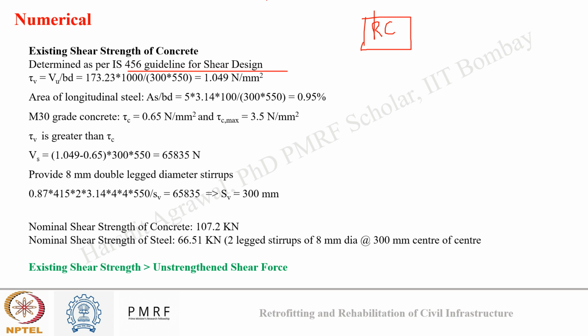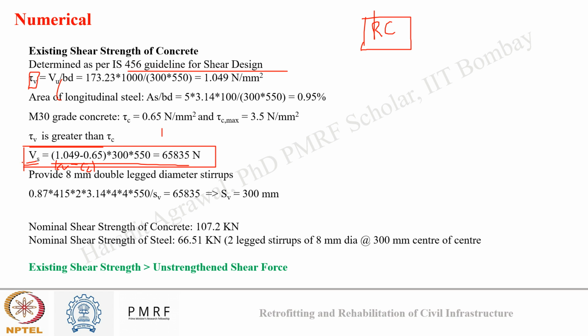Okay, since my shear force that I want to resist from reinforced concrete is more than tau c, I need to provide some additional shear reinforcement. And the stress taken by those shear reinforcement is denoted by Vs, and it is calculated by this equation, tau v minus tau c times Bd.